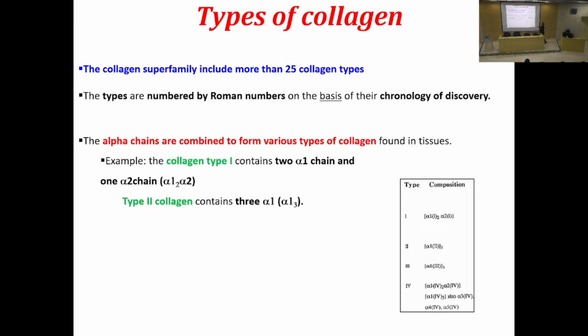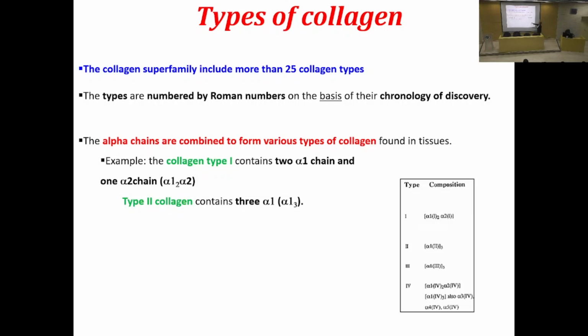For example, collagen type 1. Why did we call it type 1? It's very simple, because it was the first collagen discovered. The second collagen discovered we called collagen type 2, and the third one, type 3. So there is a chronological order: when we discovered them, the first was type 1, the second type 2, and so on.